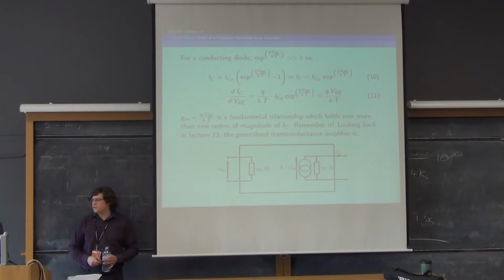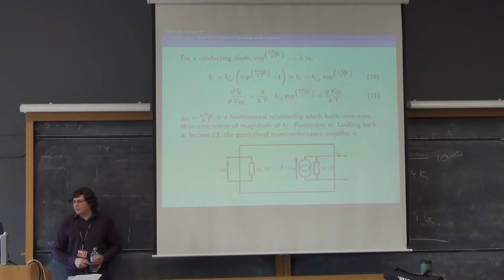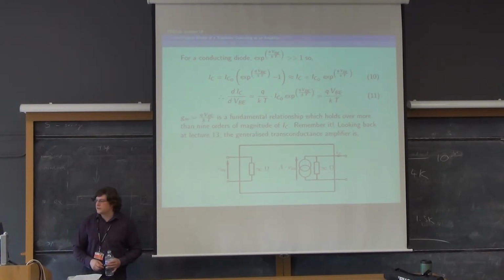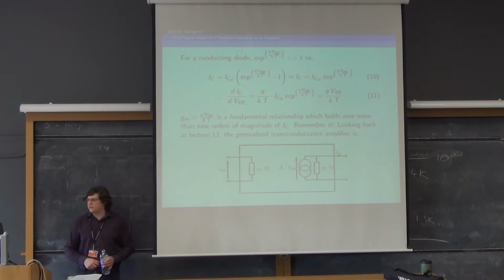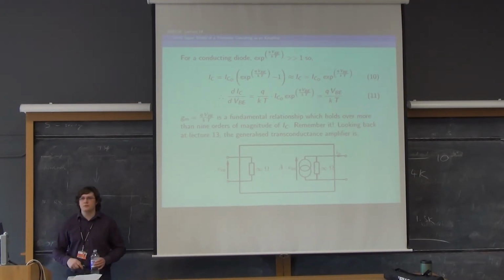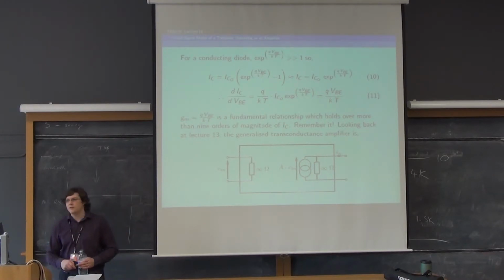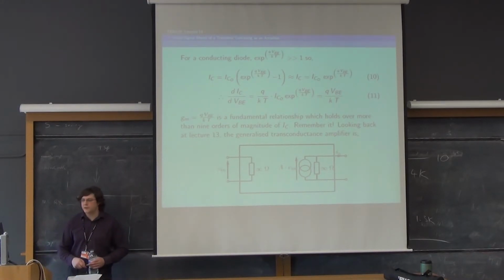a fundamental relationship which holds over more than 9 orders of magnitude for collector current. And well, I've said remember it, I'm pretty sure it's on the exam script, but you don't need to remember this derivation. You can just remember the answer, because this derivation will never ever change. Well, not for a bipolar transistor anyway.